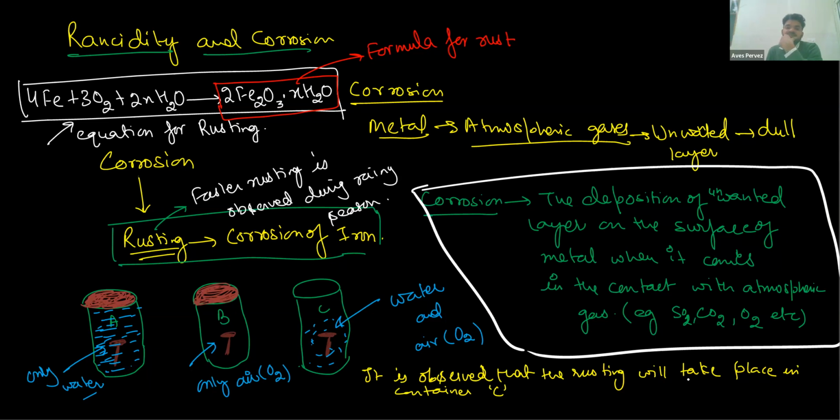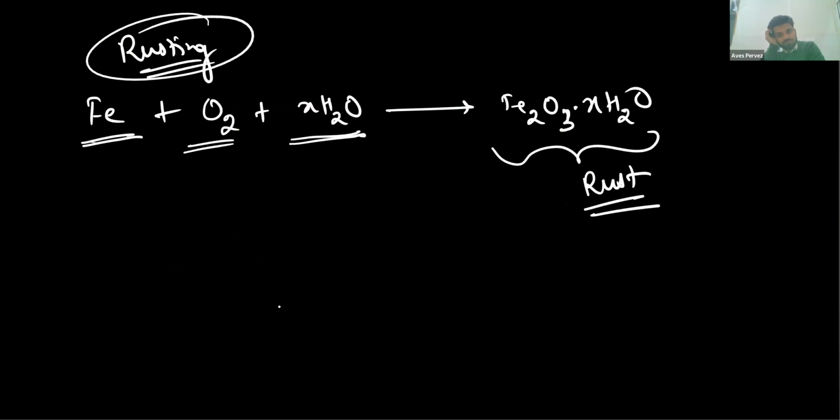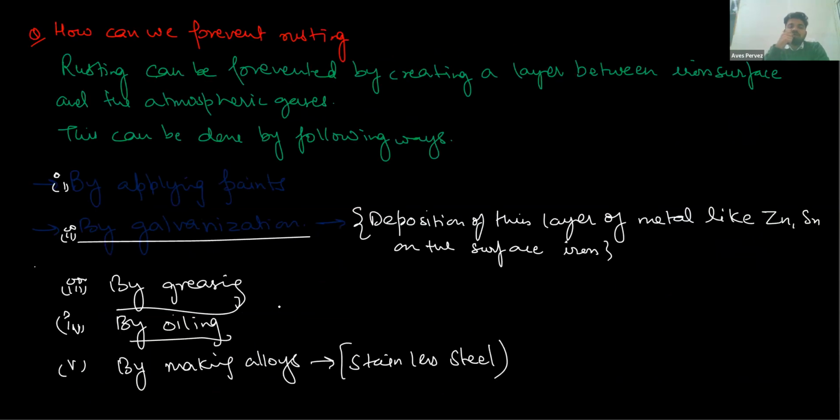So rusting will also take place in container C because it requires both water as well as oxygen. For rusting, we need iron as well as water plus oxygen. All three of them should be there. Got it? Now, how can we prevent rusting?